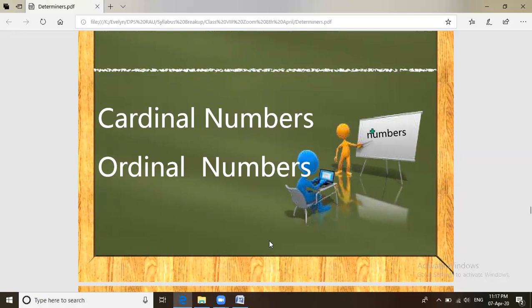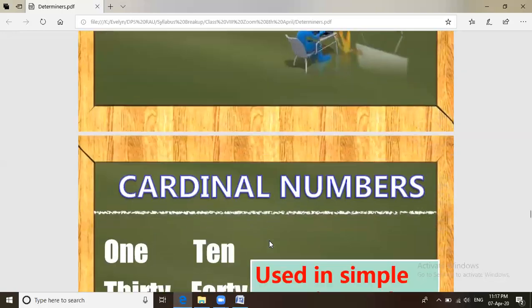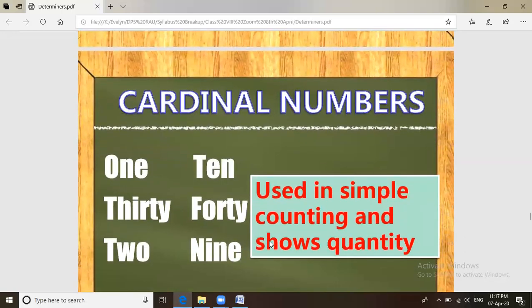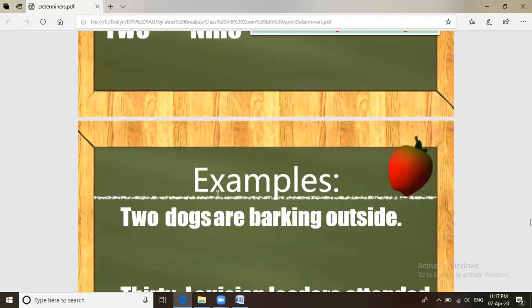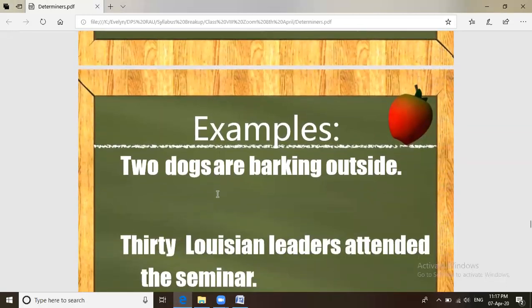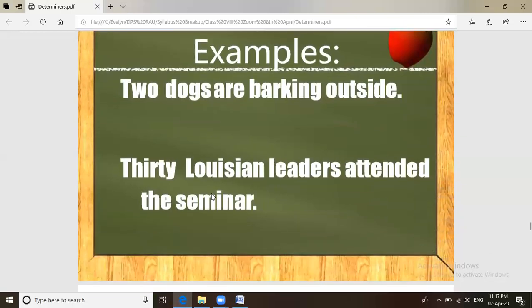Whenever these numbers occur in a sentence, they are determiners. I have ordered 5 books from Amazon. So in 5 books, 5 is the cardinal number. It is a determiner. So these are the cardinal numbers used in simple counting, and they show quantity: 1, 2, 3, 4, 30, 40, etc. Two dogs are barking outside. Thirty Louisian leaders attended the seminar.